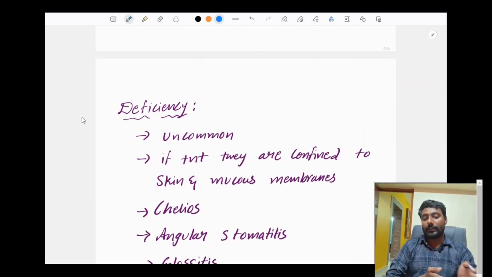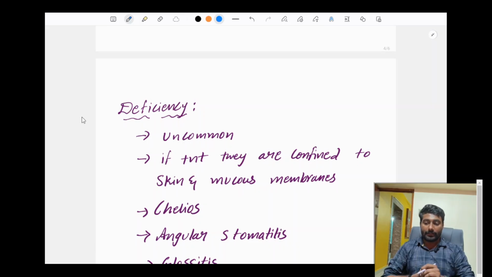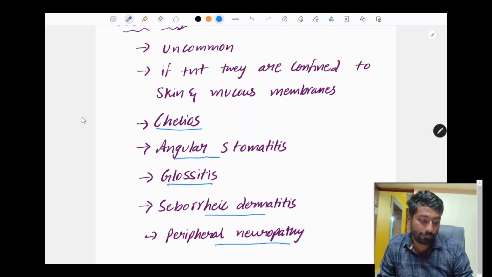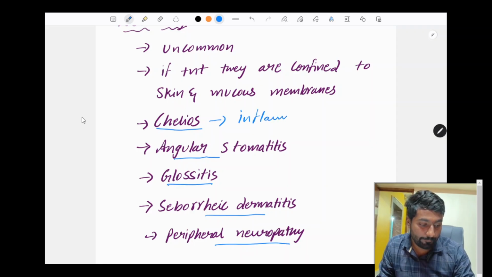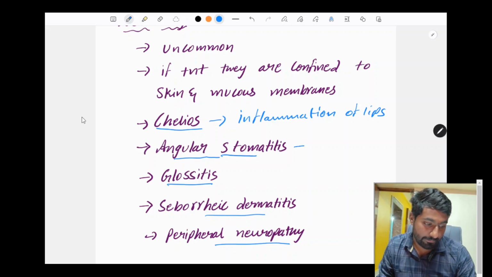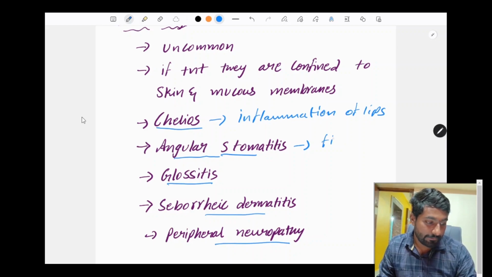If you come to the deficiencies, usually deficiencies are rare, but if they are present, they will be manifested like this: cheilosis, angular stomatitis, glossitis, seborrheic dermatitis, and peripheral neuropathy. What is cheilosis, students? It is the inflammation of lips. What is angular stomatitis, students? Stoma means, yes, mouth. It is the fissures at the corners of the mouth.